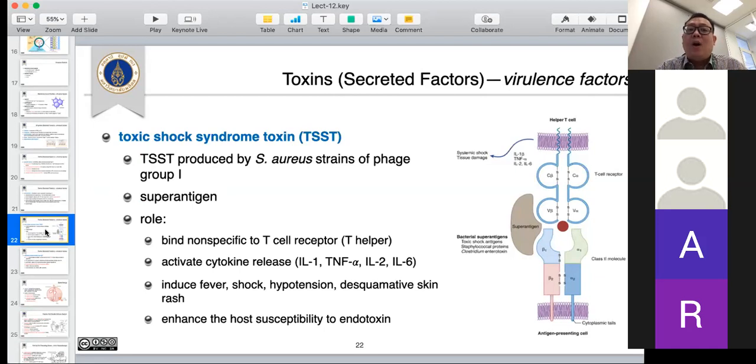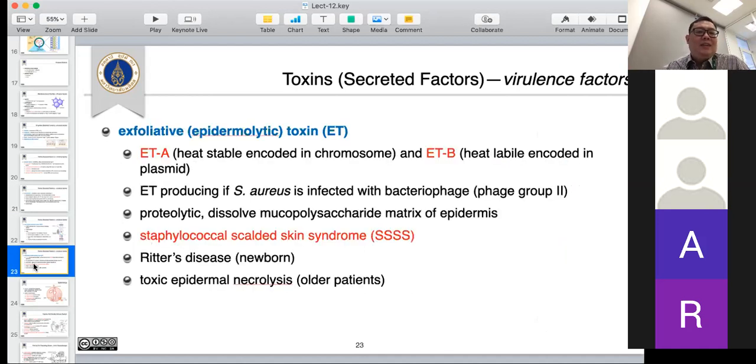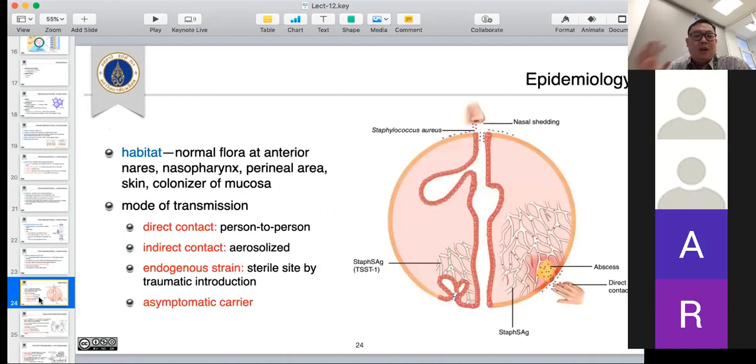Streptococcus also produces this toxin, so you will probably need to differentiate when we talk about staph or strep. But now don't worry, we talk about Staphylococcus. Another toxin is called exfoliative toxin, or ET. Exfoliative toxin causes the disease called 4S, Staphylococcal scalded skin syndrome. Just know the name first. Let me show you by process.